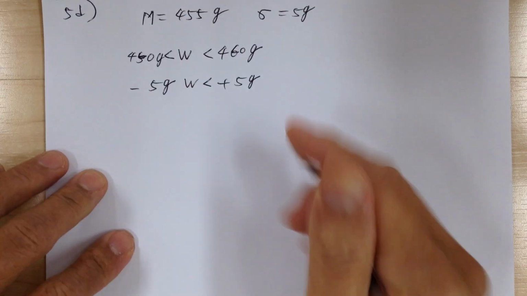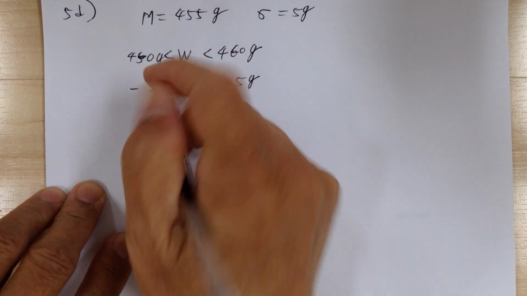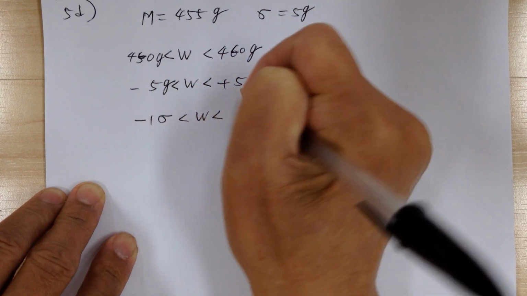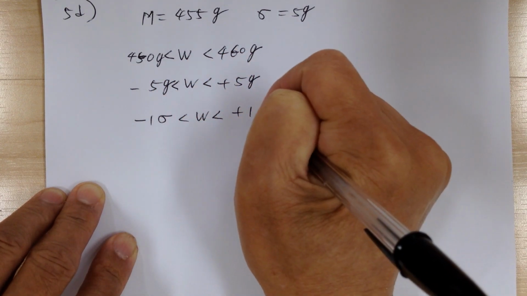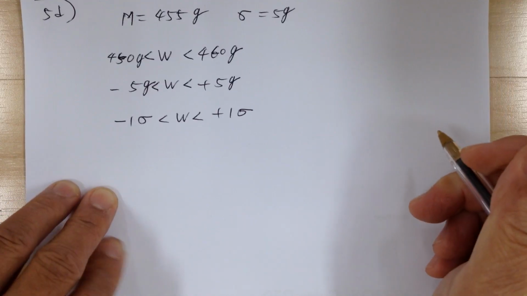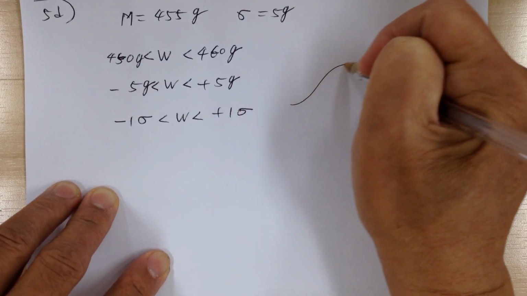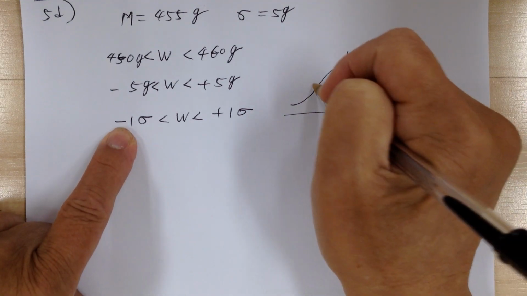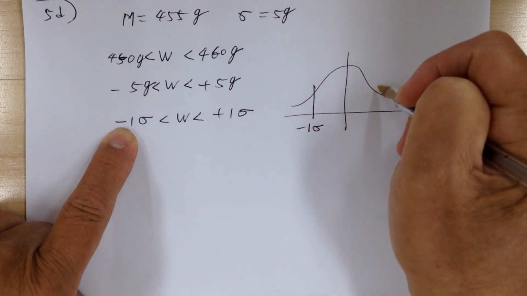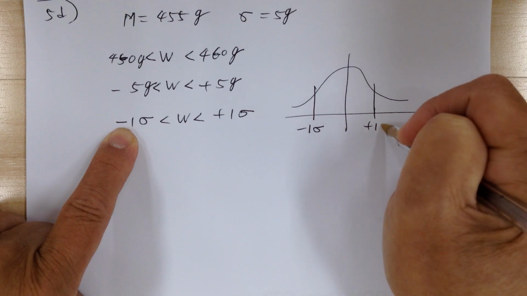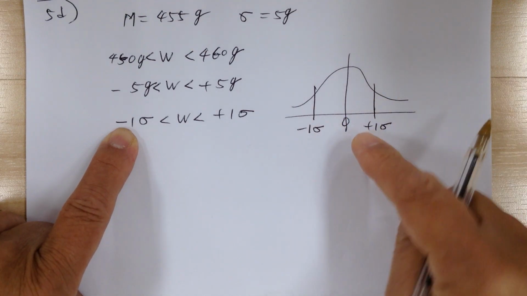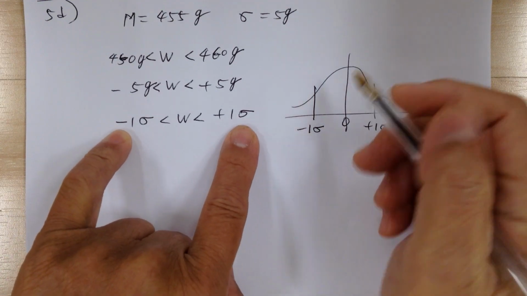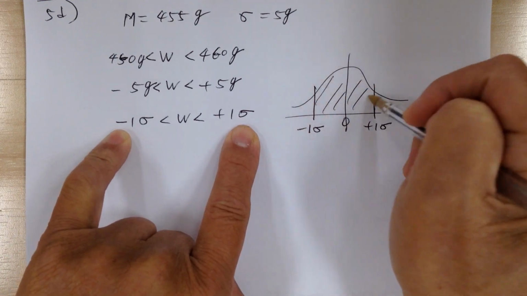Then you have to convert into standard deviation. So minus 5 is minus 1 standard deviation. Plus 5 is plus 1 standard deviation. Okay, so draw your picture. Here's your minus 1 standard deviation, here's your plus 1 standard deviation. Again, here's your 0. Minus 1, plus 1, and you're looking for everything in between, so you're looking at this area.